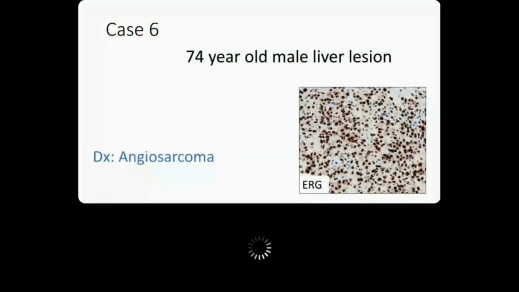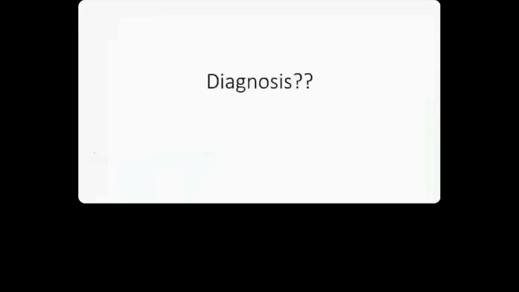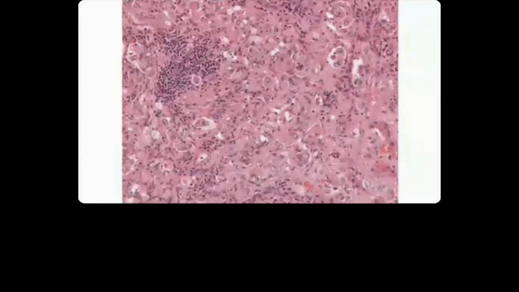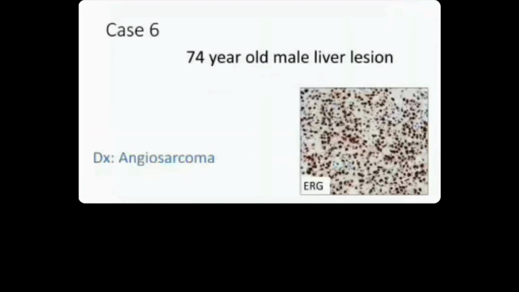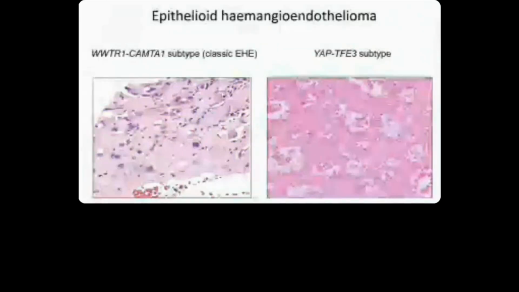So this is an angiosarcoma. And you can kind of get the idea that maybe if you just saw this, you might mistake it for an HCC, big hepatoid-looking cells, maybe. I might be making that up.